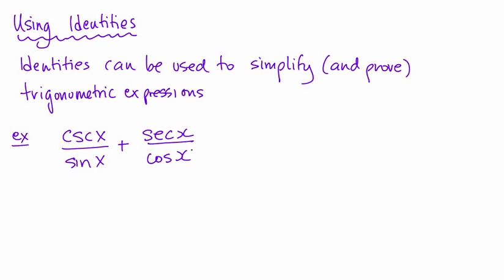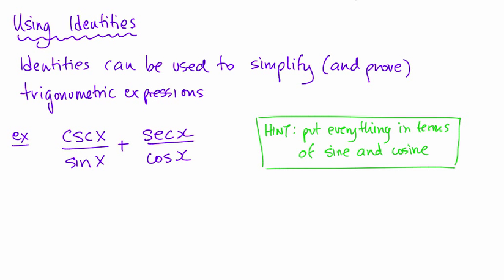Well, there are ways to do it. Most of the ways that we will be working with will rely on this main hint. And that's to put everything in terms of sine and cosine. So cosecant, well, that's 1 over sine, and secant is 1 over cosine.